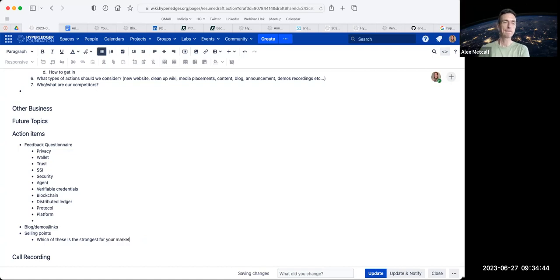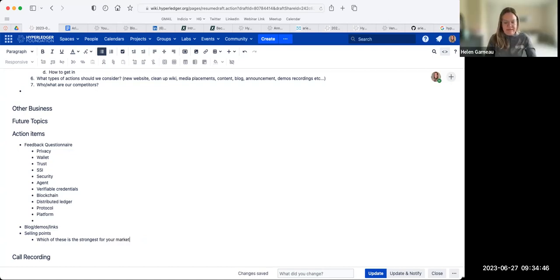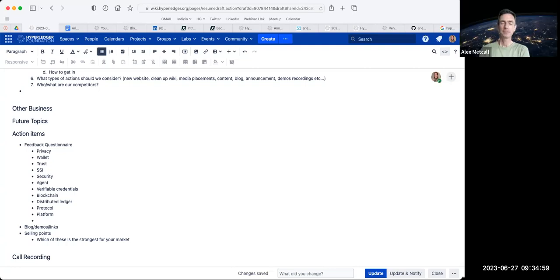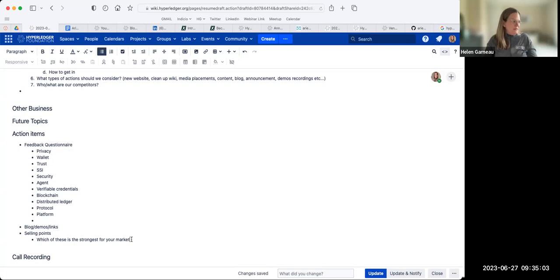Yeah, brilliant. Because somebody on the call said nobody understands Aries, nobody cares about an agent. But when I say wallet, they're like, yep. And then other people are like, no, nobody cares about wallets, we're talking about credential exchange. So in your market, which of these is strongest? So maybe that's up here.